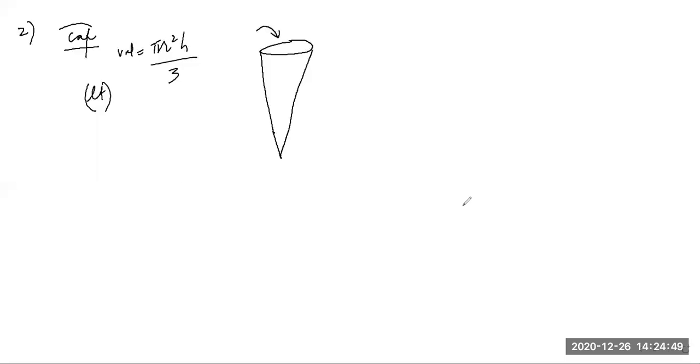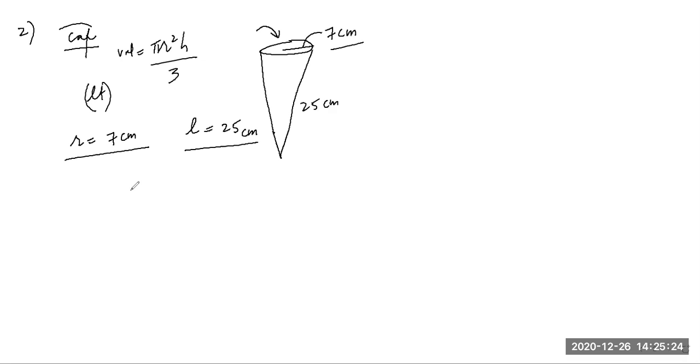Fine. So how will we calculate the capacity in liter, students? The radius is 7 centimeter, and the slant height L is equal to 25 centimeter. So this slant height is 25 centimeter, and this radius is given as 7 centimeter, right? Then we want to calculate the capacity. Use the same formula, then you will get the volume in centimeter cube.